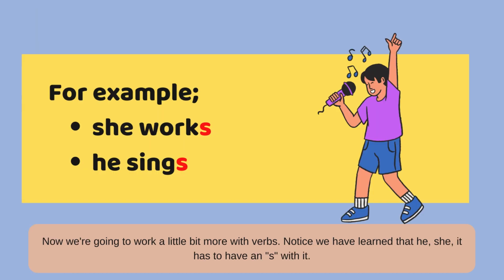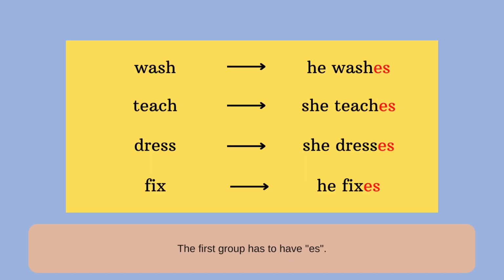Now we're going to work a little bit more with verbs. Notice we have learned that he, she, it has to have an S with it. For example, she works. He sings. The first group has to have ES. Wash, he washes. Teach, she teaches. Dress, she dresses. Fix, he fixes.